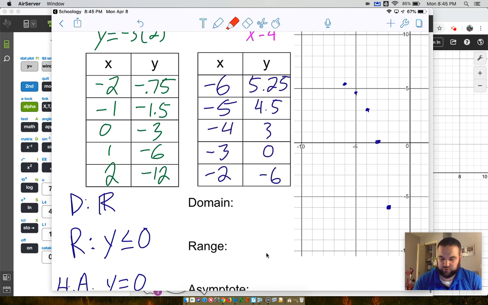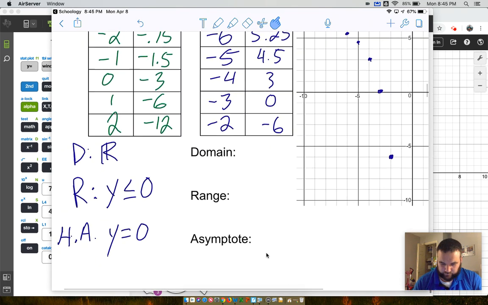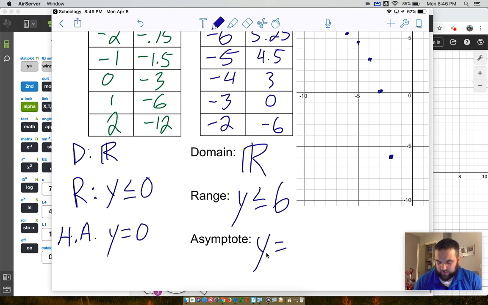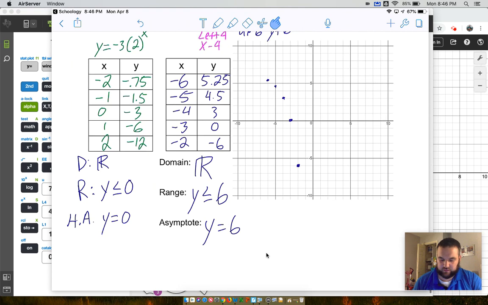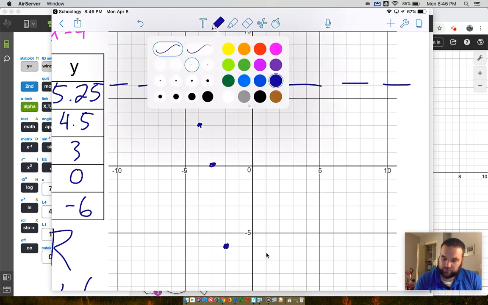Okay, since I'm subtracting 4 from all the x's and adding 6 to all the y's, the domain was all real numbers, so it's still going to be all real numbers. What's important now though is that those y coordinates are also going to increase by 6. So my range is going to be y is less than or equal to 6 with an asymptote at positive 6. Again, it's a horizontal asymptote. So I'm going to draw a dashed line right across at 6.